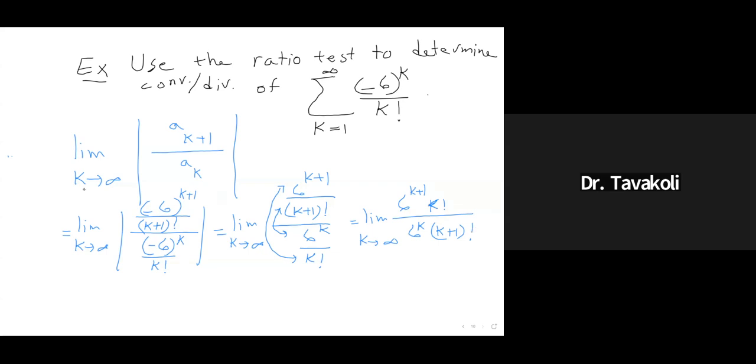So how can we simplify this? 6 to the power of k plus 1 over 6 to the power of k is just 6. 6 to the power of k plus 1 is multiplying 6 by itself k plus 1 times. 6 to the power of k is multiplying 6 by itself k times. That's why when we simplify, one 6 remains on the top. The other one, similar to the previous example: k factorial over k plus 1 factorial is going to be 1 over k plus 1.